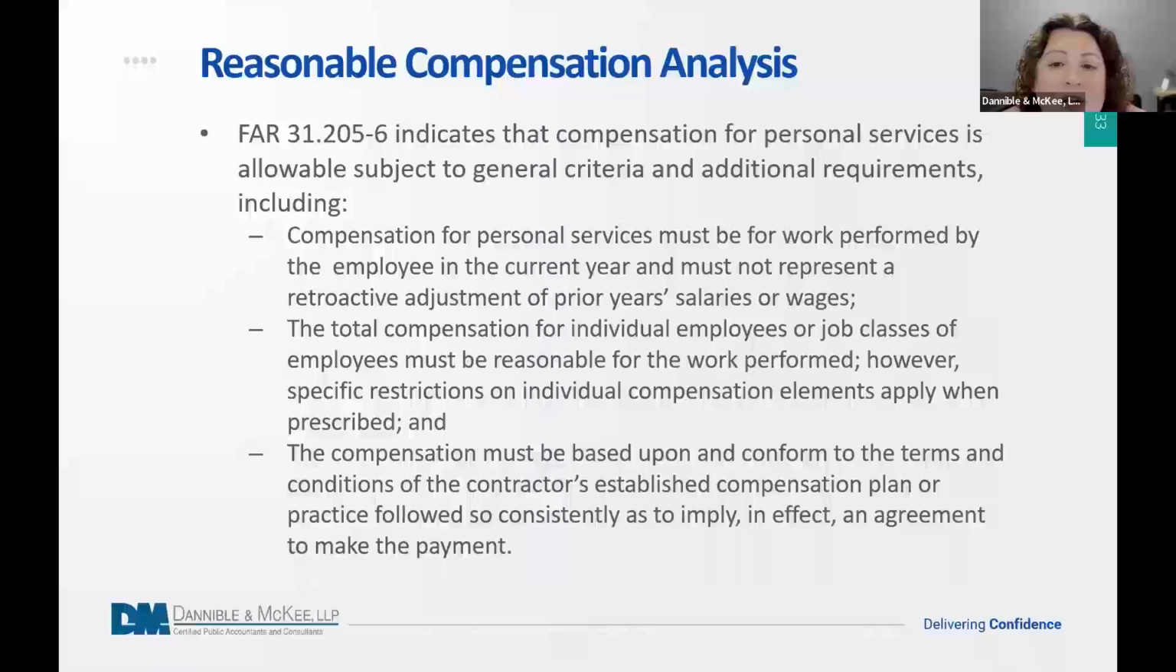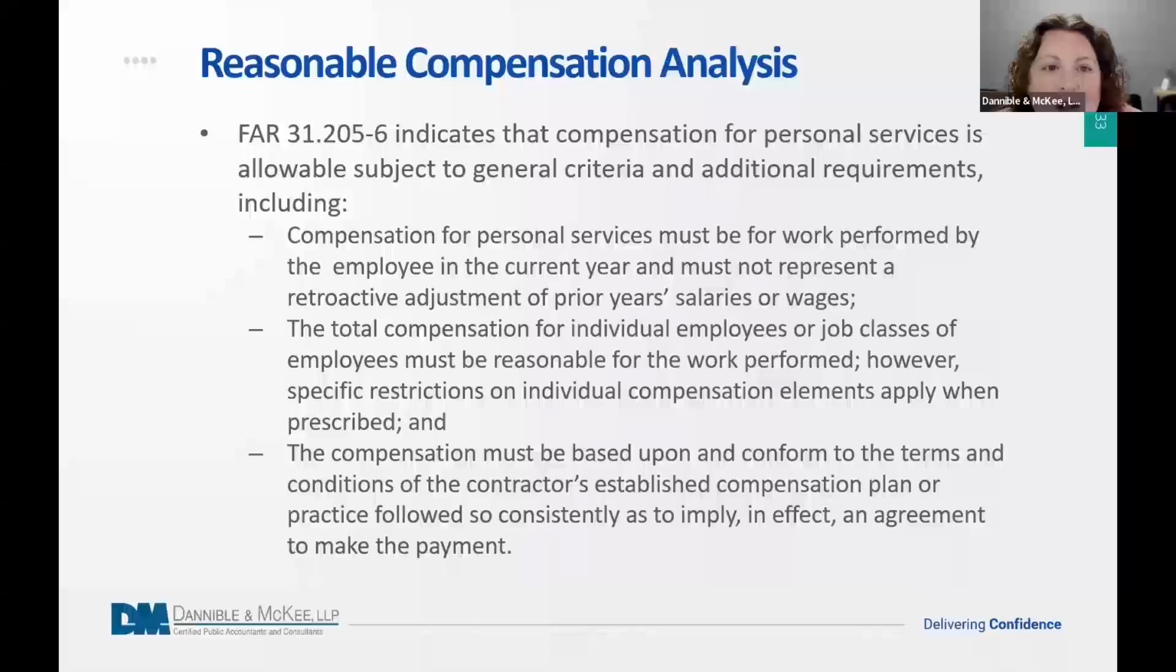The total compensation for individuals, employees, or job class must be reasonable for the work performed. However, specific restrictions on individual compensation apply when prescribed. What does that mean? Well, the compensation must be based upon and conform to the terms and conditions of the contractor's established compensation plan or practice followed so consistently as to imply, in effect, an agreement to make the payment. Wow, that's all the wording of compensation.